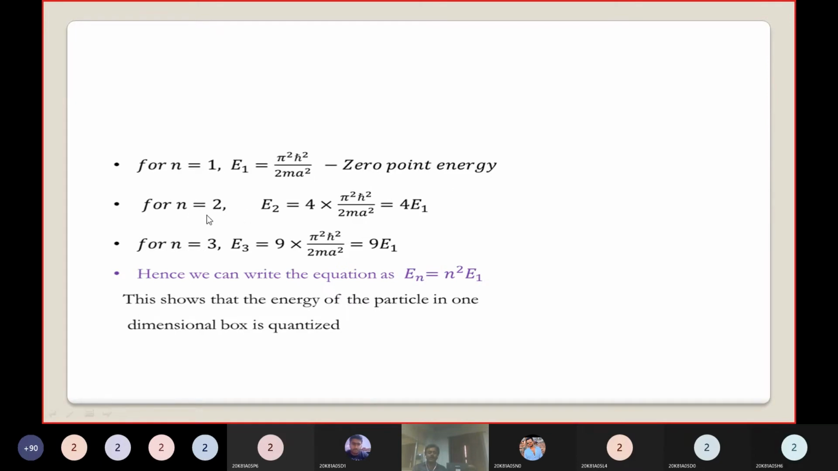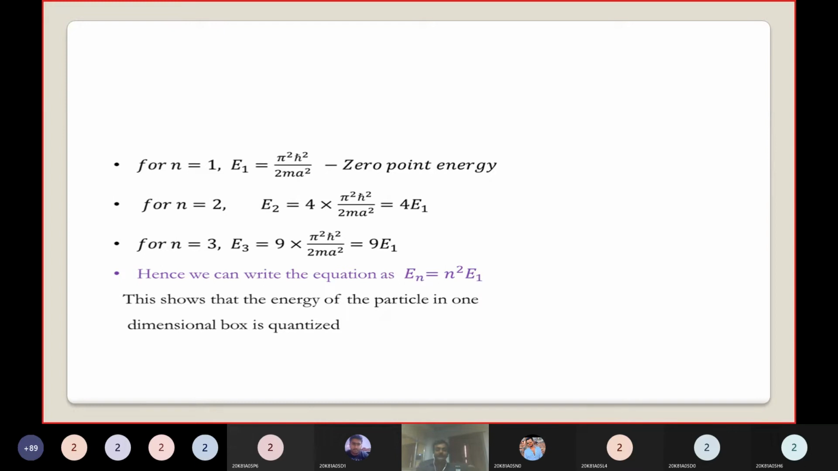Now for n equal to 2, E2 is equal to, the remaining terms are all constant, we just substitute n square pi square h square by 2m a square. Instead of n square we take 2, so n square equal to 4 into pi square h square by 2m a square. So E2 is equal to 4E1. Similarly, E3 is equal to 9E1. So we can write En is equal to n square into E1, that is the energy of the nth state.